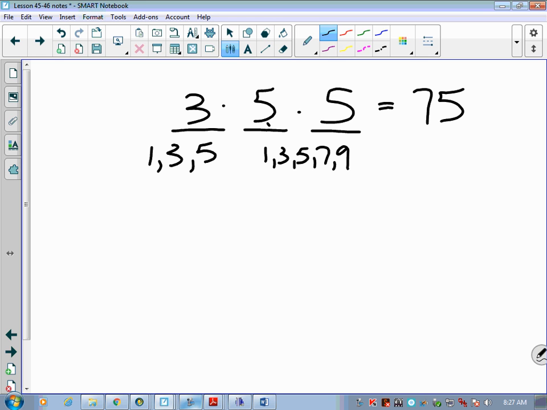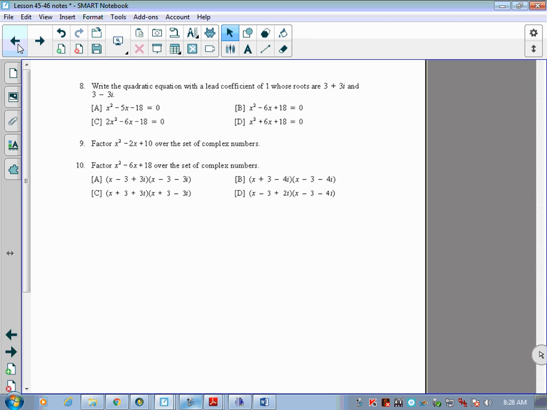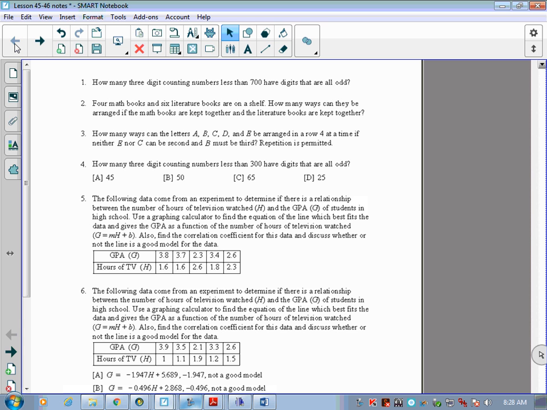All right, let's go back. Let's erase this one and come back. Okay? 4 math books, 6 lit books are on a shelf. How many ways can they be arranged if the math books are kept together and the lit books are kept together? Okay. Let's come back over here.